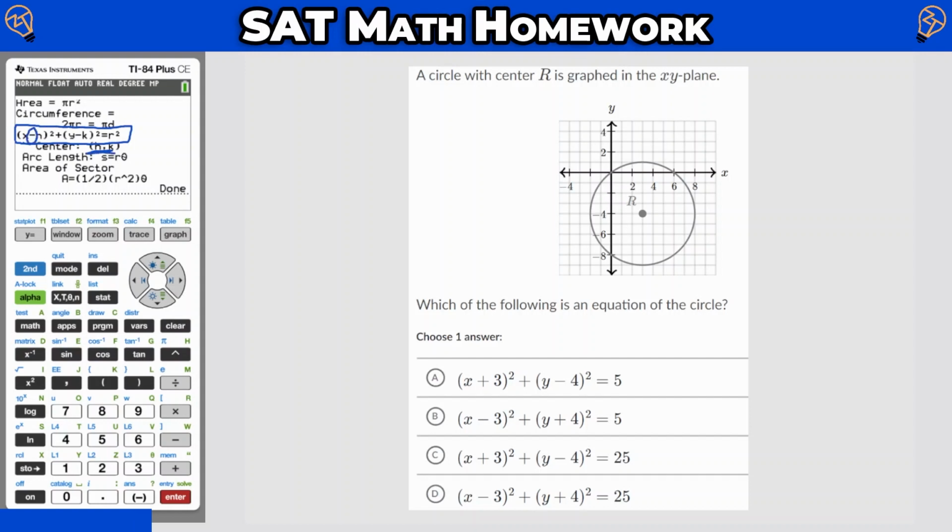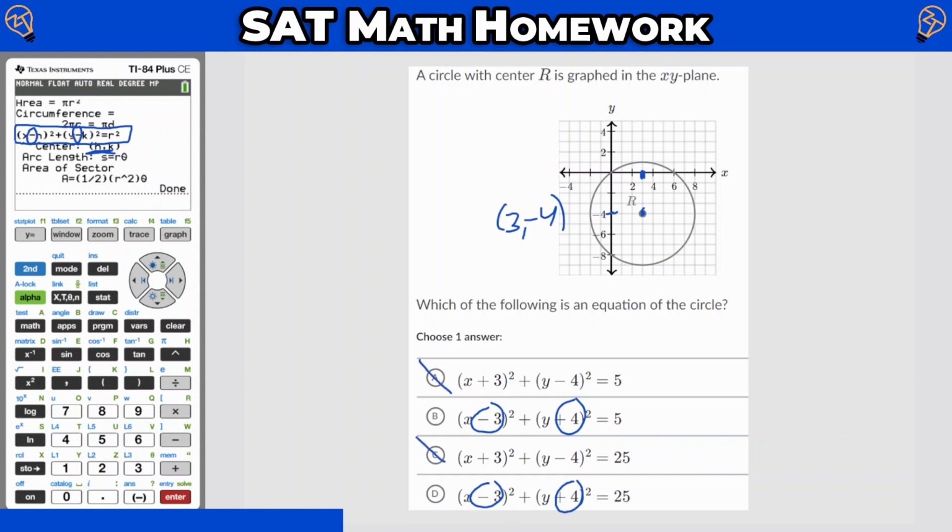Now, keep in mind that there's always a negative in this formula, which means that we need to flip the x and y coordinates of the center. So here we can see that it's at (3, -4). And so we need to do the opposite in the equation. So we need to see a -3 and a +4, which means we could eliminate A and C right away.